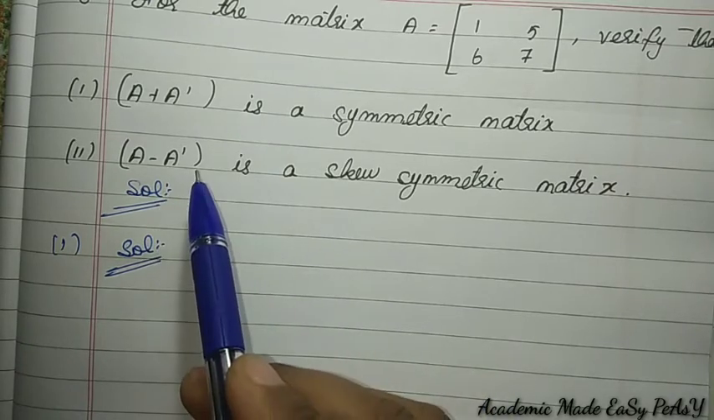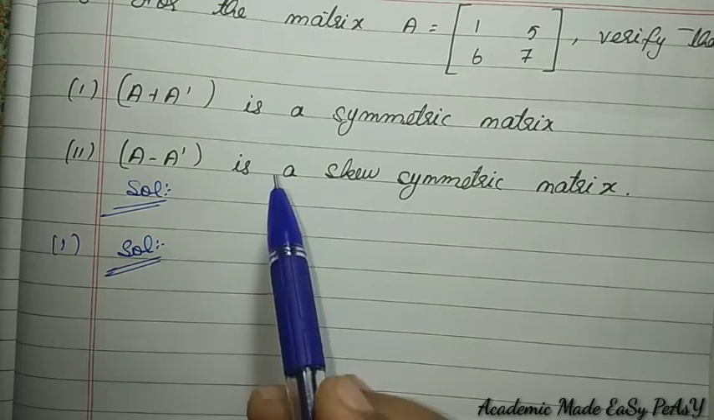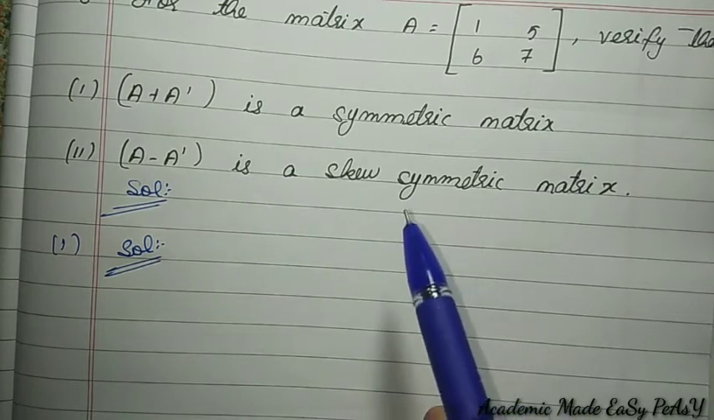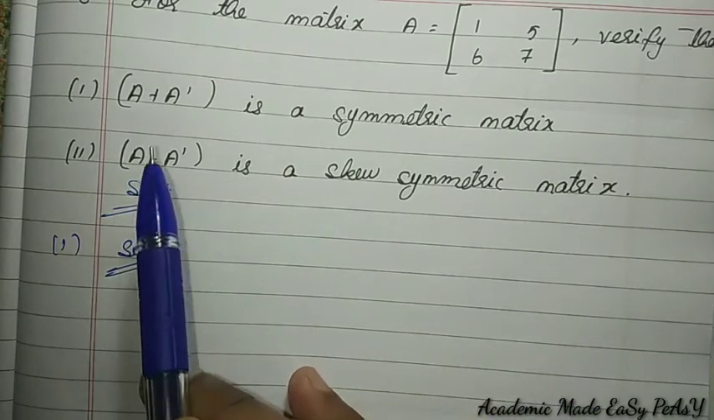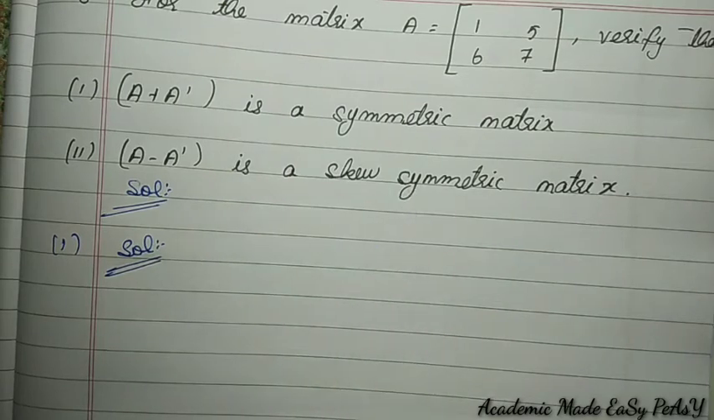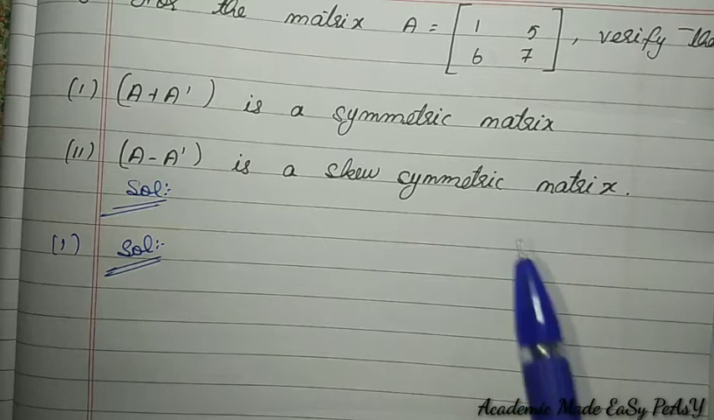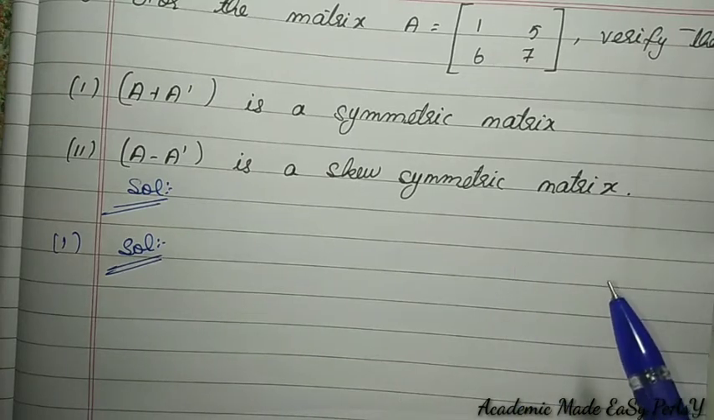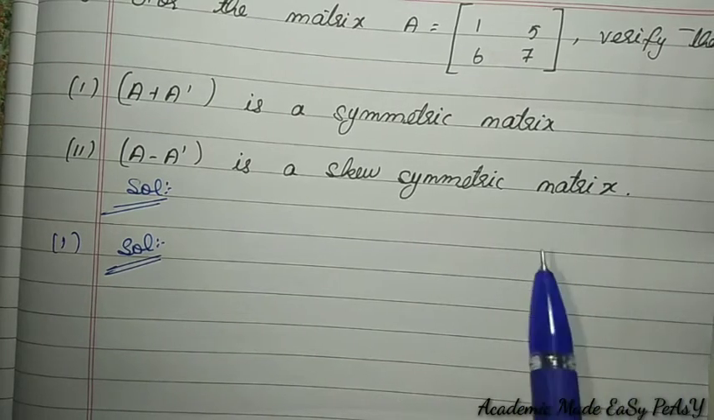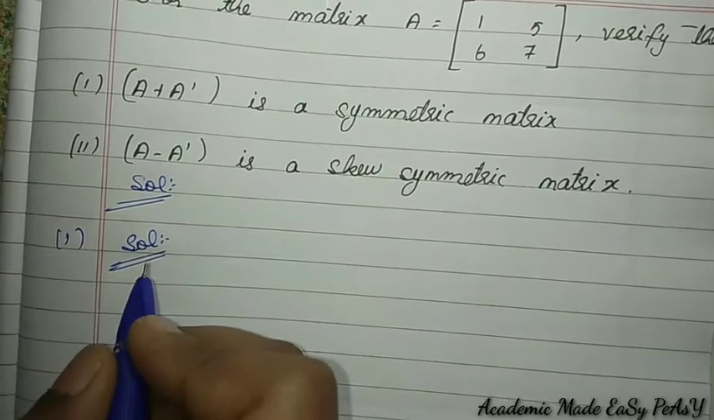And in the next subdivision they have given A minus A transpose. Now this is a skew symmetric matrix. It means we will be finding A minus A transpose and also A minus A transpose, the whole transpose. So that will be a skew symmetric matrix. That is what they are asking us to check. So now let's start checking it.